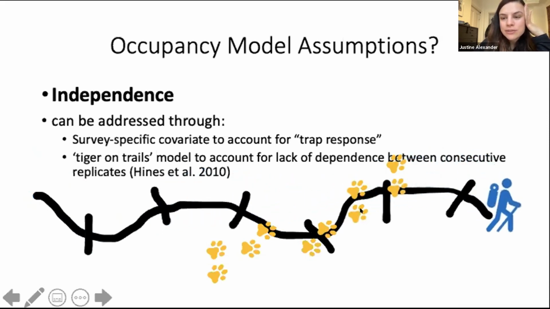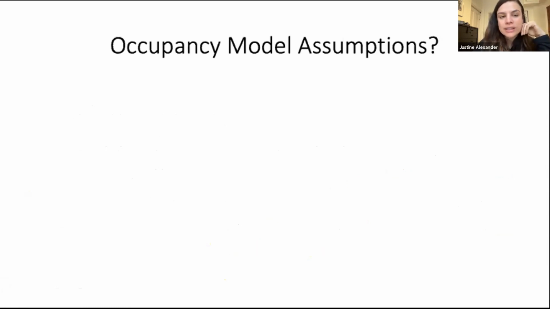But you can account for that in the model with the Heinz et al. model, because they assume that there's a higher probability of detecting snow leopards in the next repeat if you initially detected it, similarly to the trap response. Just to explain that just a little bit more, but check out this paper. I think it's quite interesting.